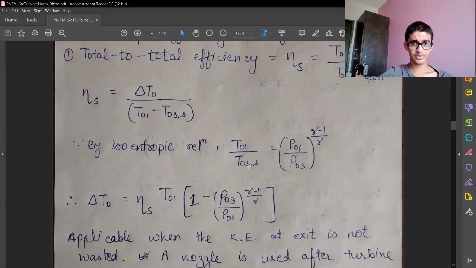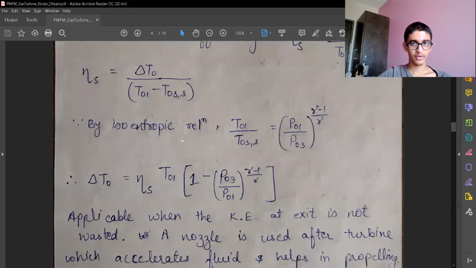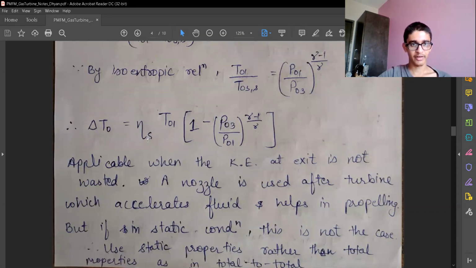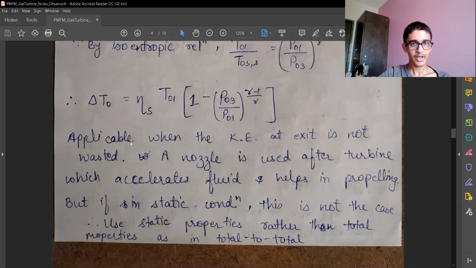So we can use this relation in stage efficiency to get the value of delta T0, that is the stagnation temperature rise, or actual stagnation temperature rise, to be more correct. So we are using stage efficiency to write that expression, where it is a function of stage efficiency, initial stagnation temperature, pressure ratio, and gamma. It is applicable when the kinetic energy at exit is not wasted. That means whatever initial kinetic energy we had before the rotor, that is the same kinetic energy we have after the exit from the rotor. So from before the stator and after the rotor, we have the same kinetic energy.